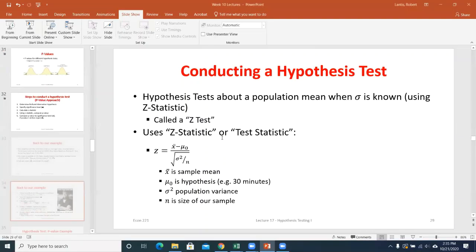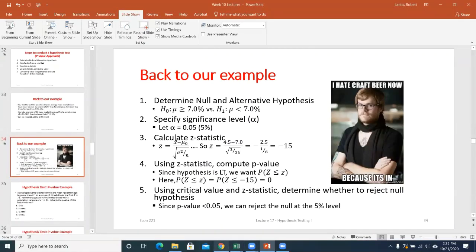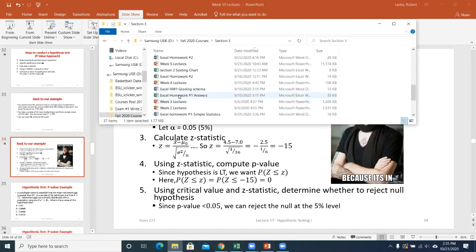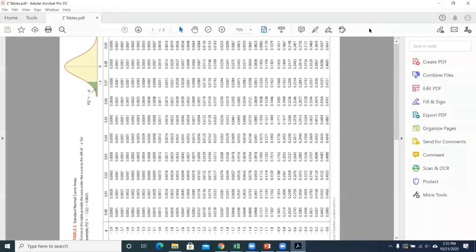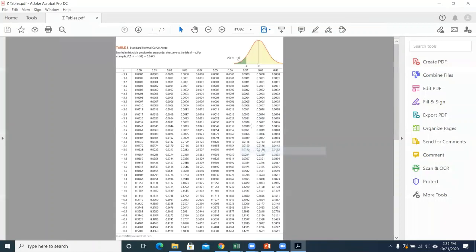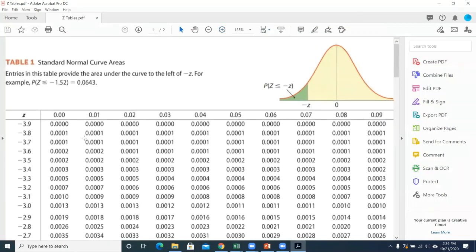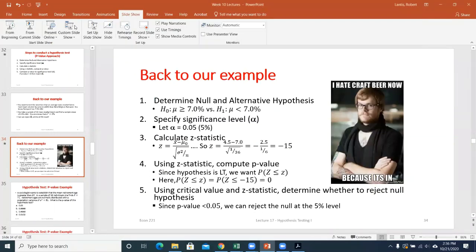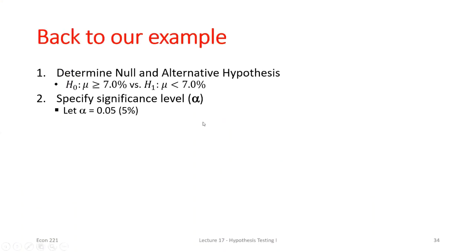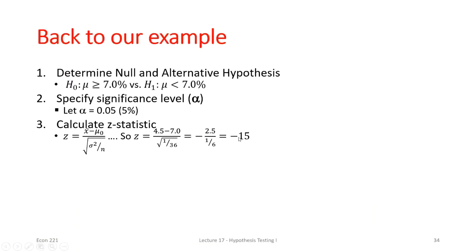If we're not completely used to these yet, we may not be perfectly familiar with these distributions, but notice the lowest value on my z table is negative 3.99, and the area to the left of that is pretty much 0. So the area to the left of negative 15 is going to be really, really close to 0.